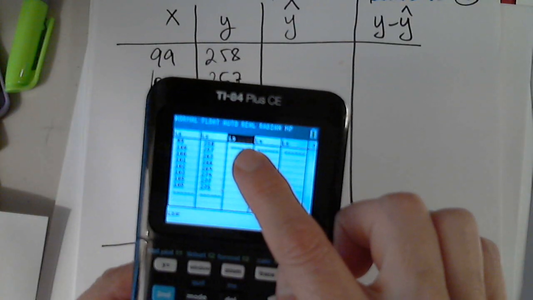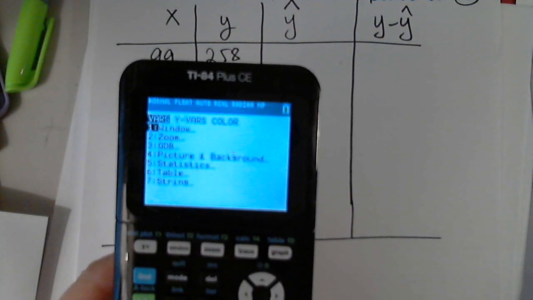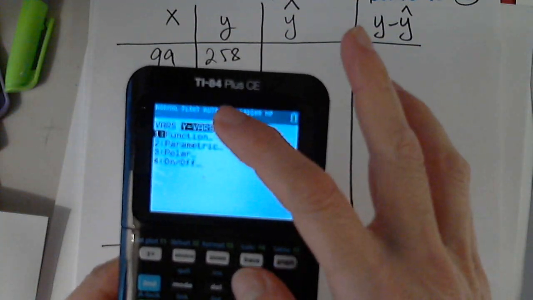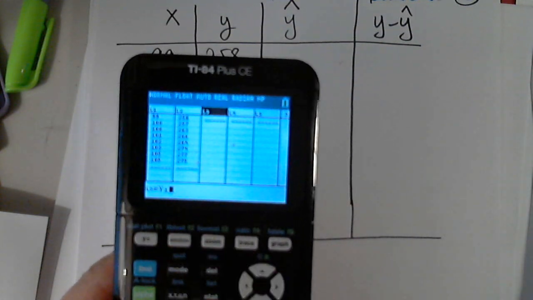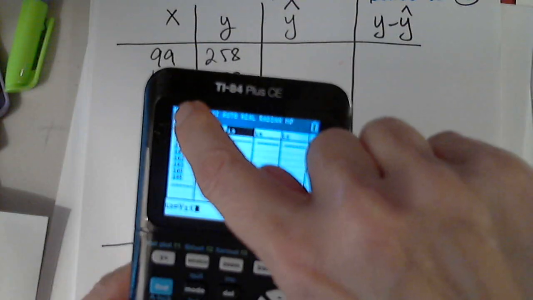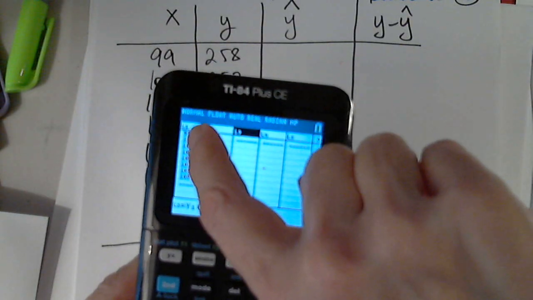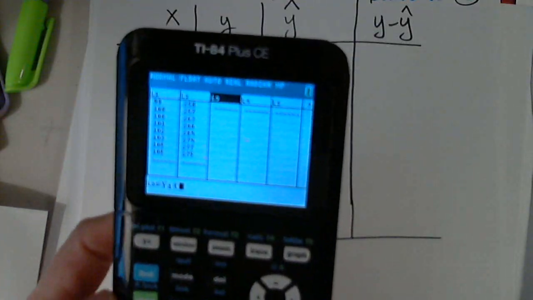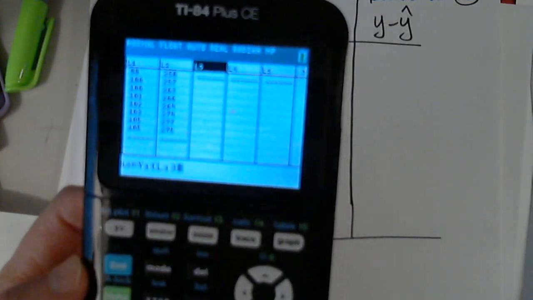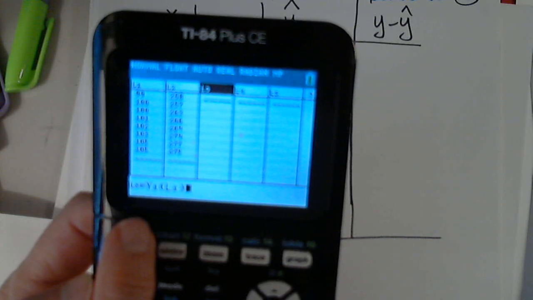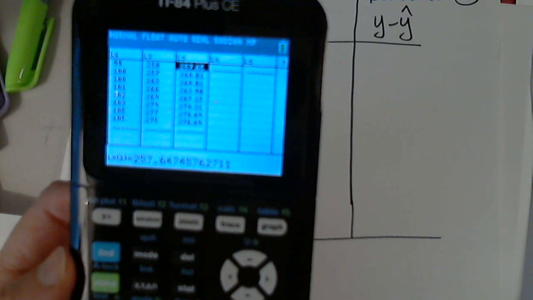So highlight list L3, click on Variables, go to the Y variable, and then click on the function Y1. Put in parentheses, because you want the calculator to evaluate Y1 at every entry in L1. So second L1, second L1. Y1 evaluated for every entry in L1, and when I press enter, I get them all at once.